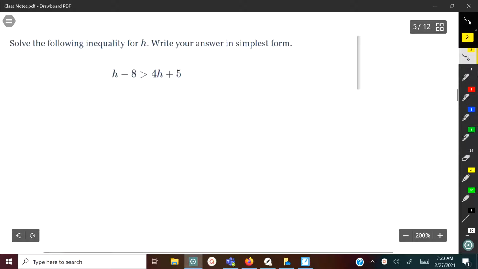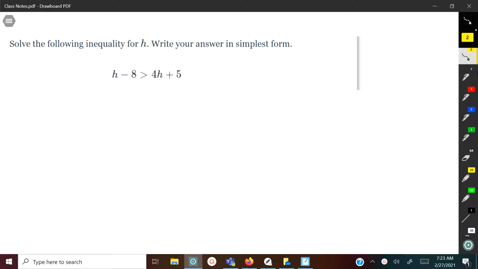Here it says solve the following inequality for h. Write your answer in the simplest form. What that means is sometimes when you divide, it's going to be left as a fraction, and they want it in the simplest fraction possible. So don't let that throw you off. And don't let the fact that it doesn't come out even throw you off. Sometimes it's just a fraction. Let's take a look at the first example.